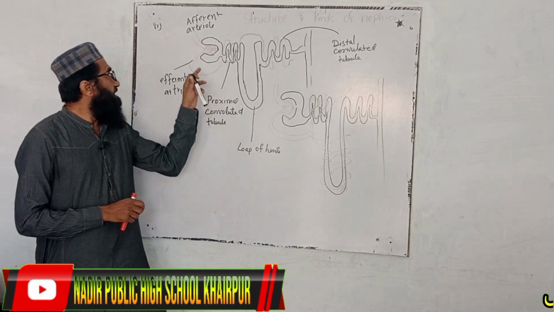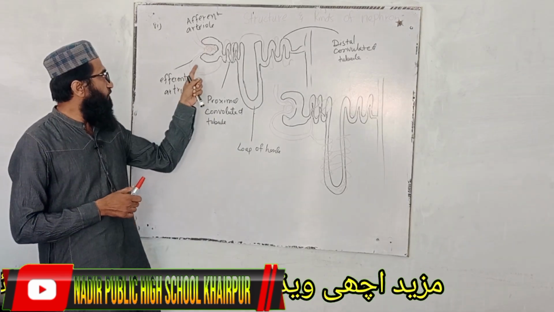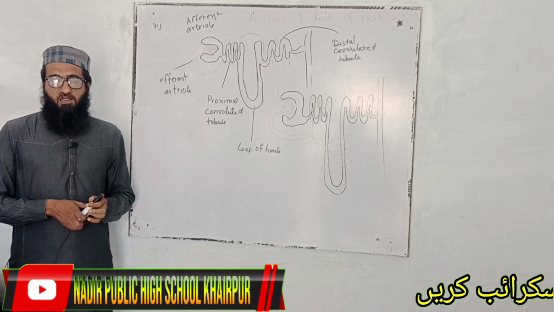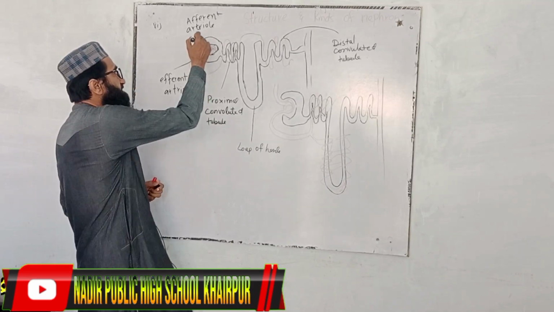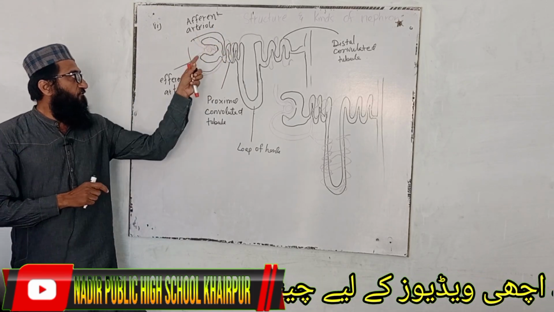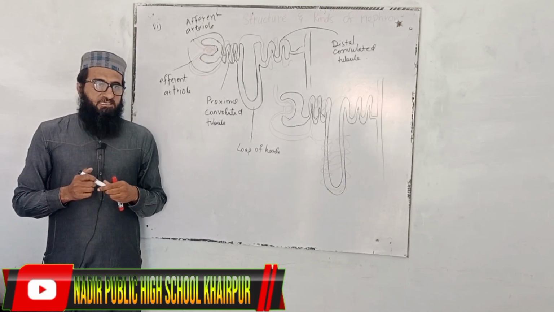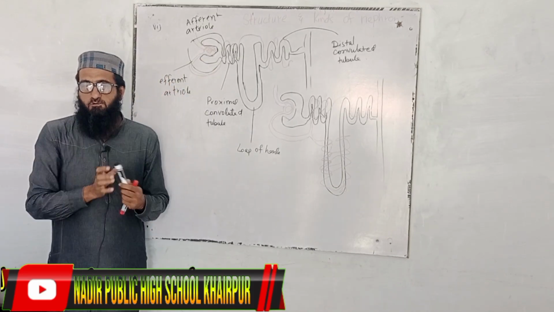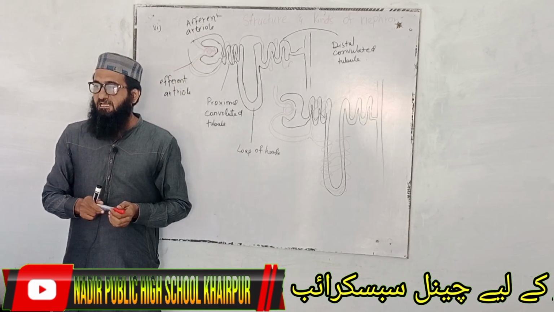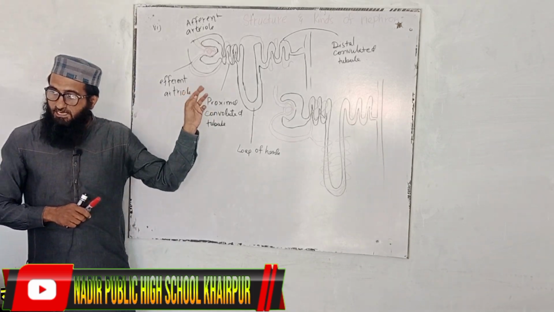So the structure of nephron is that nephron starts from a structure called Malpighian body. This structure is Malpighian body. It consists of two parts. One is called Bowman's capsule. This is the cup-like structure. This is Bowman's capsule, and inside this Bowman's capsule there is a network of capillaries, and we call it glomerulus.